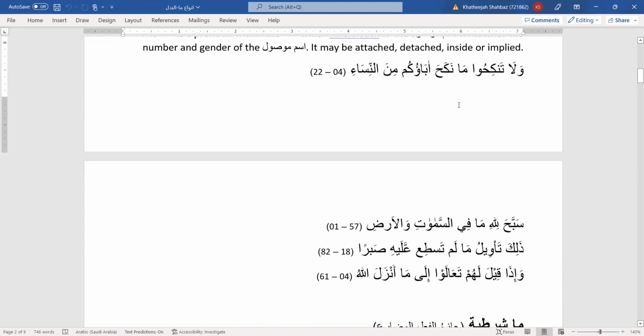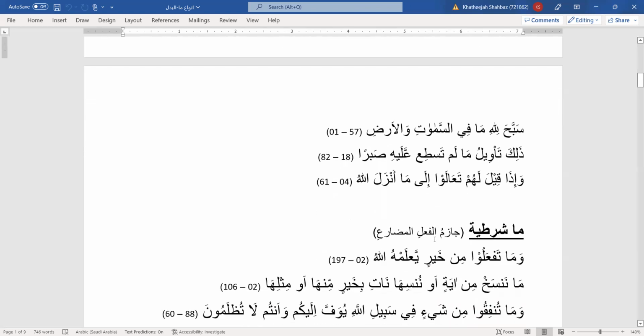In the previous example, the sila was a jumla fi'liya, nakaha aba'ukum. Over here, it is fi samawati, jar wa majroor. So ma with its sila is now playing the role of fa'il. And what is the status of fa'il in a sentence? It's rafa. So ma fi samawati wal ardi is mahallan marfu. Thank you, Brother Iqbal.